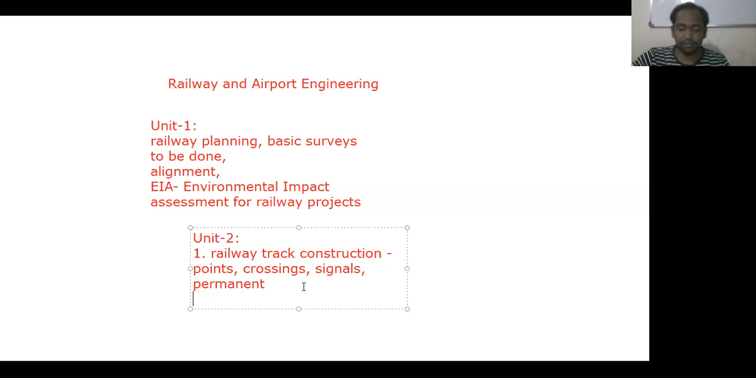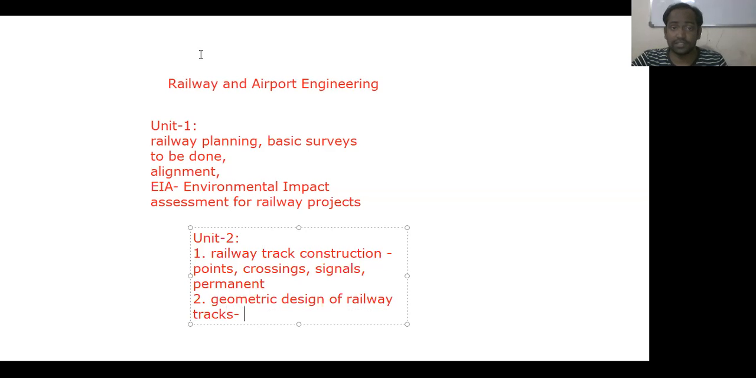In the second topic we will study the geometric design of railway tracks. Okay, now under the geometric design of railway tracks we will discuss so many topics. So geometric design means, what are the various elements of a railway track are called geometric design.